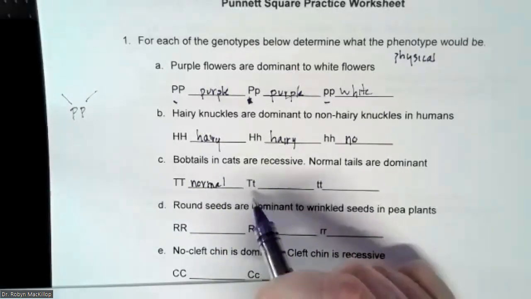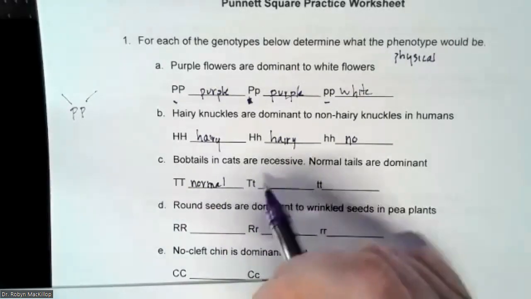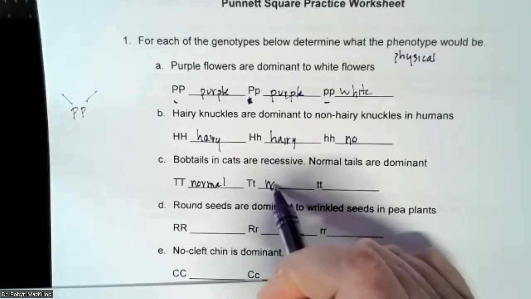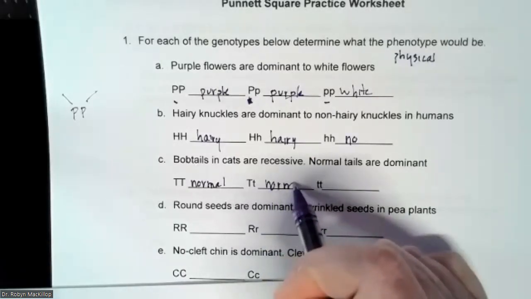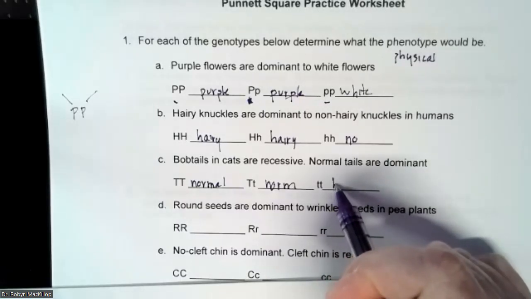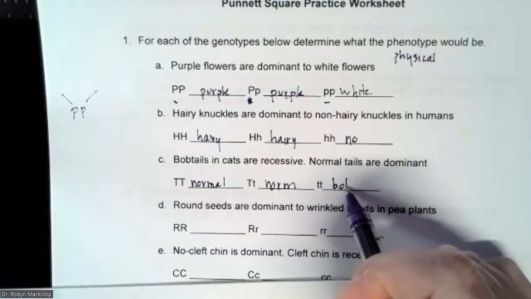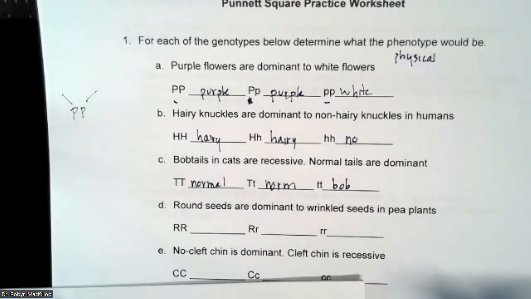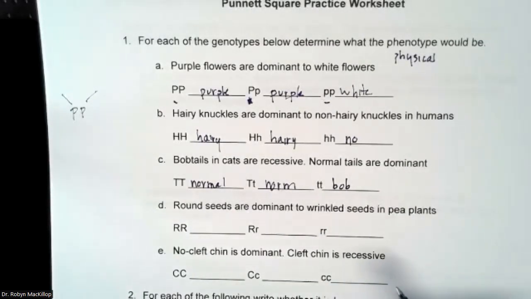And how about this one? Normal. Normal too. Perfect. Absolutely. And this one? Recessive. The bobtail. Recessive. Yeah, it's going to have a little short tail. Perfect. All right. Does that kind of make some sense?